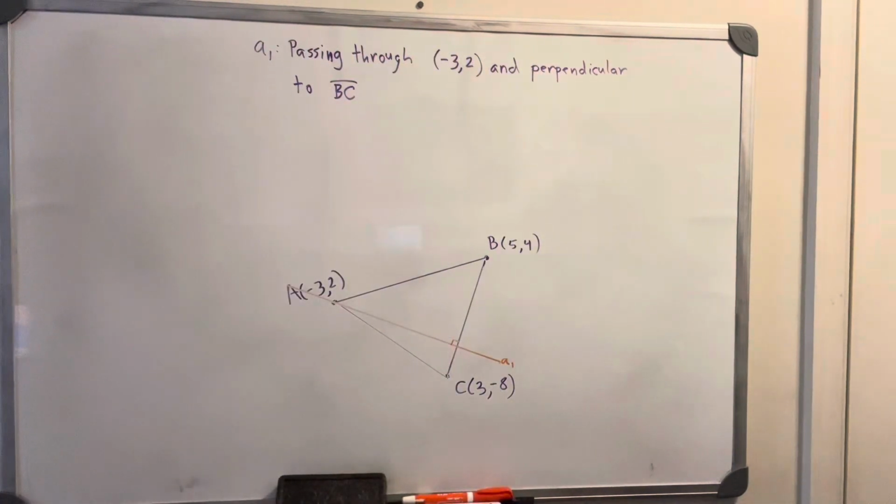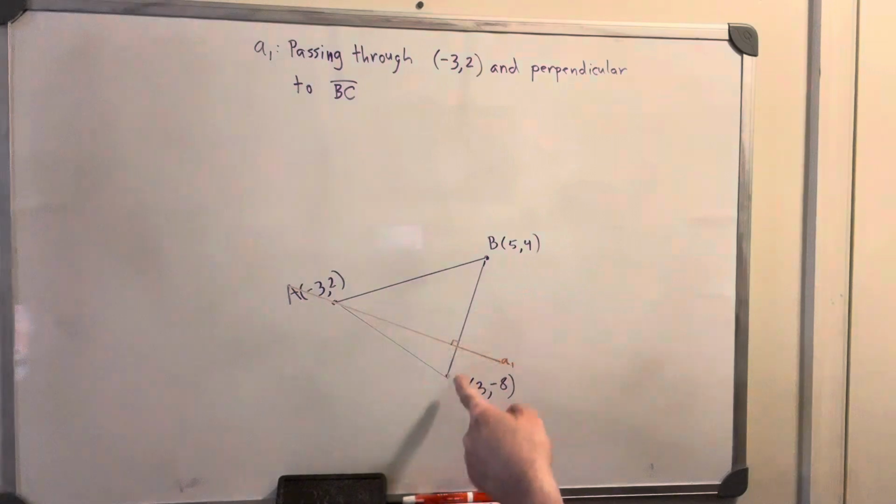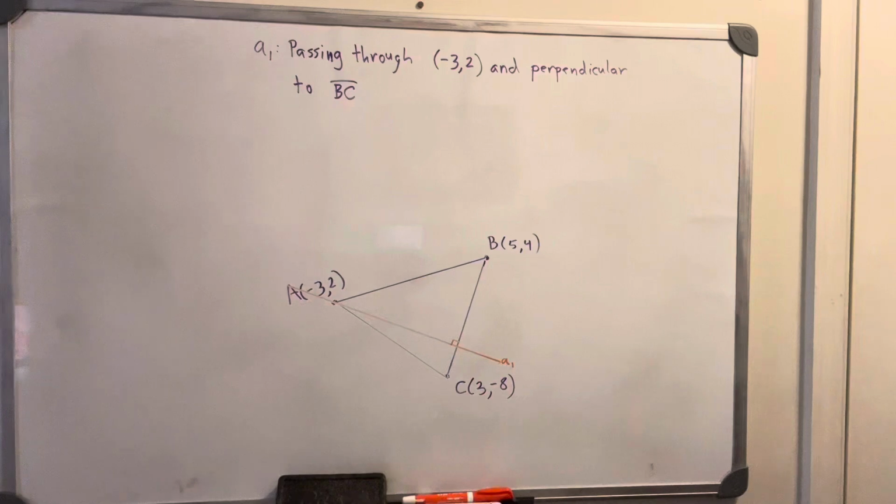So first, let's solve the equation of altitude line A1. A1 passes through the point (-3, 2), and it is perpendicular to line BC. So you have a point, and do you have a slope yet? Do you know what the slope of this line is? If not, do you know how to find it? Why don't you pause the video and figure out what the slope of line BC is.